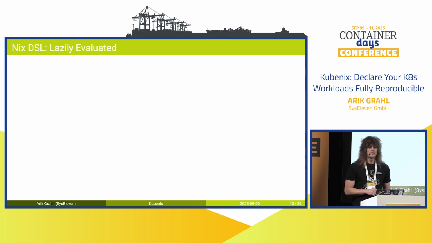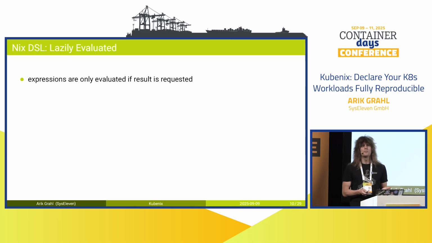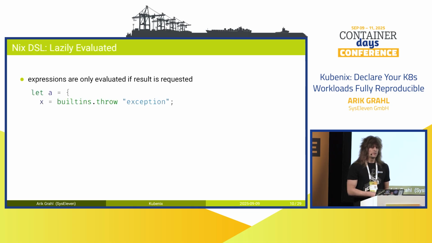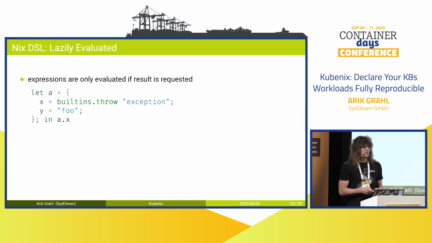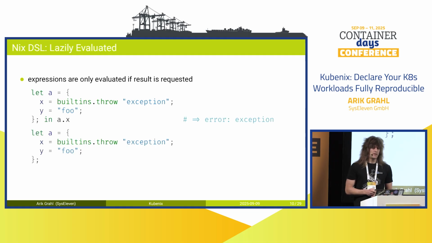Another key property: Nix is lazily evaluated. This means nothing is actually computed until it's needed. To illustrate this, let's define an attribute set with two keys, one holding an exception and another key holding a well-known string. If we evaluate the key x of the attribute set here, Nix throws an exception as expected.